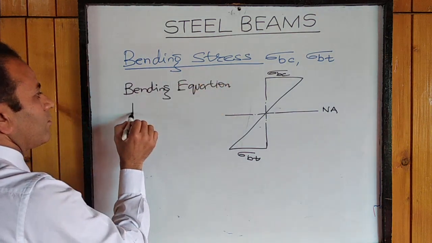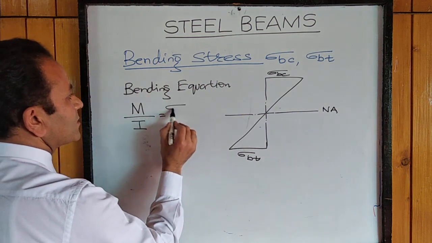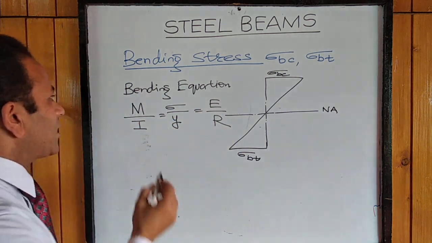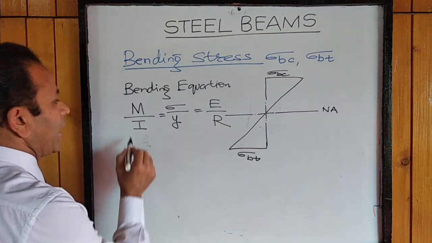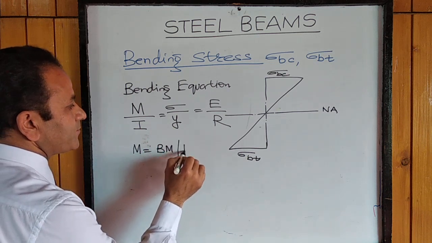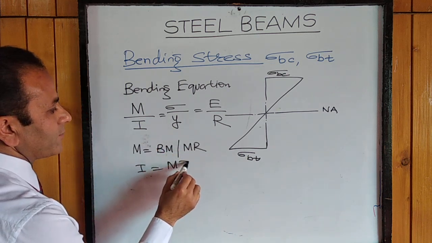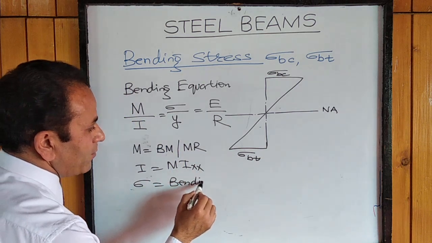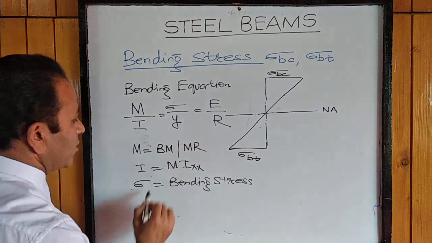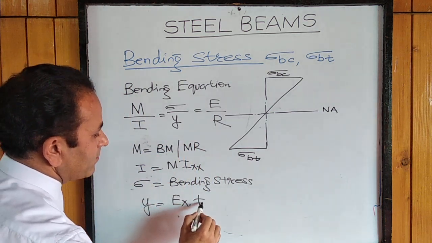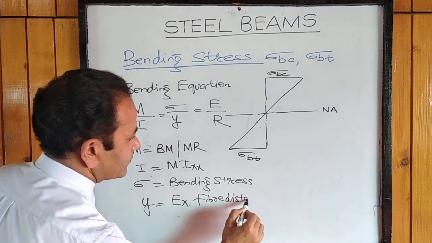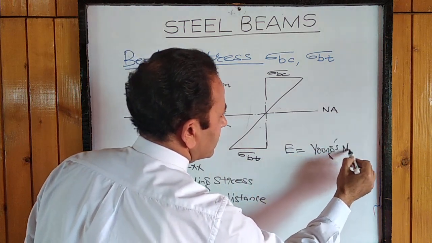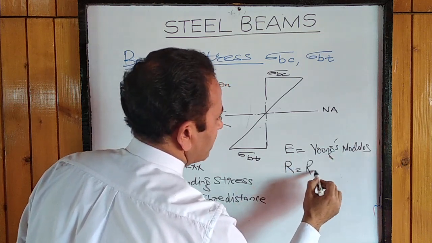Bending equation. We have M upon I is equal to sigma divided by Y is equal to E upon R. This is the basic bending equation, where M is the bending moment, or it is the moment of resistance. I is the moment of inertia, here about the x axis, the bending plane. Sigma is the bending stress. This is the bending stress what we need to calculate. Y is the extreme fiber distance, E is the modulus of elasticity, or Young's modulus, and R is the radius of curvature.